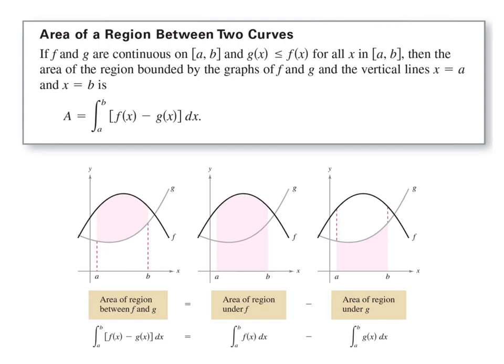What you would do is you would integrate between those two x values or y values, and you would take what I like to call the bottom function, so whichever one is beneath the top one. So in this case, g is beneath f. So you would take the integral between a and b of f of x, the top one, minus g of x, the bottom one, dx.